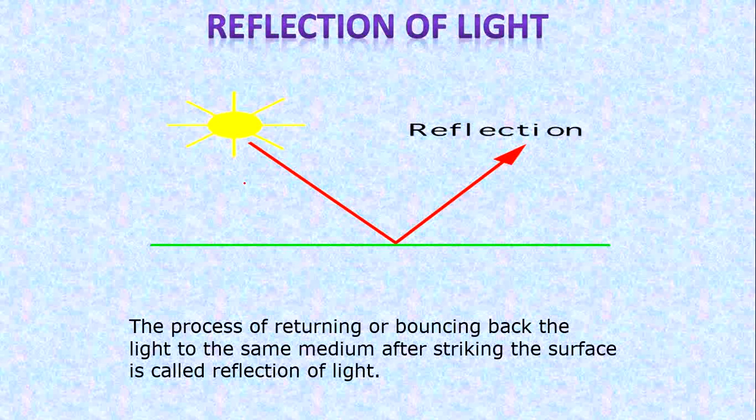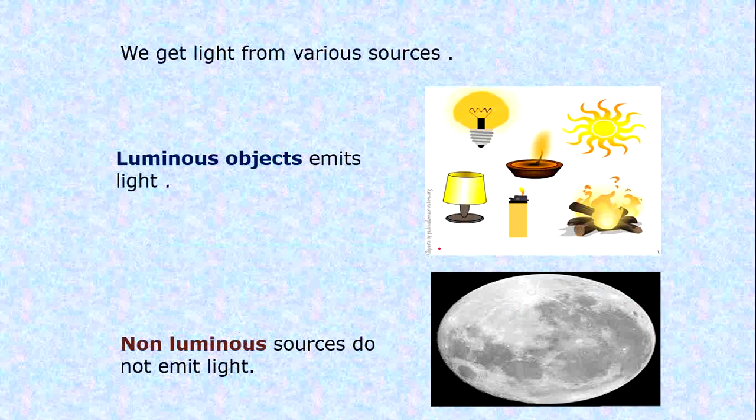Now reflection. What is reflection of light? Returning or bouncing back of light into the same medium after striking a surface is called the reflection of light. So light falls on this surface, and after falling on this surface, it is sent back to the same medium. So this is the reflection of light.